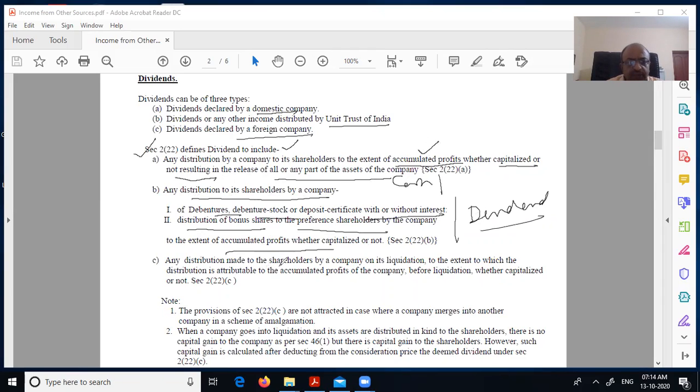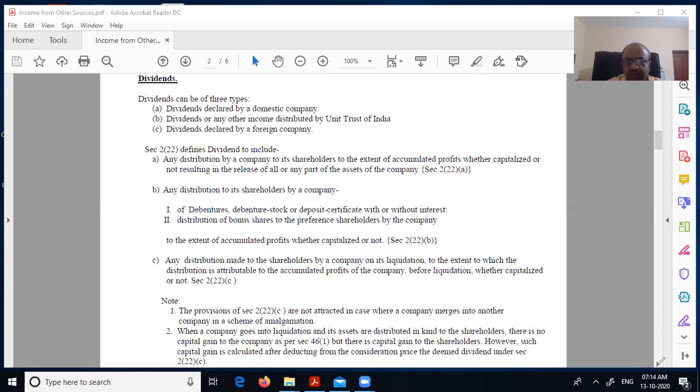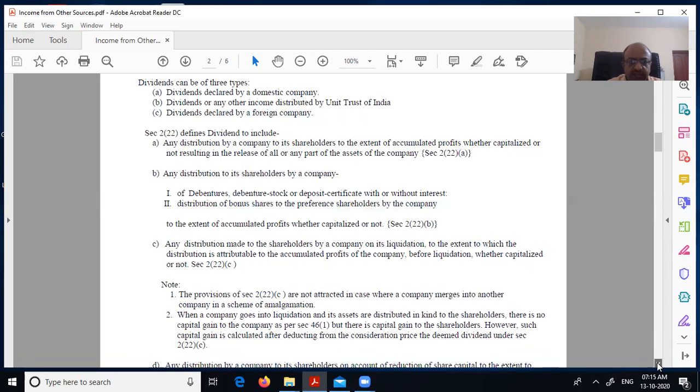Any distribution made to the shareholder by a company on its liquidation, to the extent to which the distribution is attributable to accumulated profits before liquidation, whether capitalized or not, will also become dividend. These are the various characters of dividend, mind you. Be careful. Dangerous provisions.